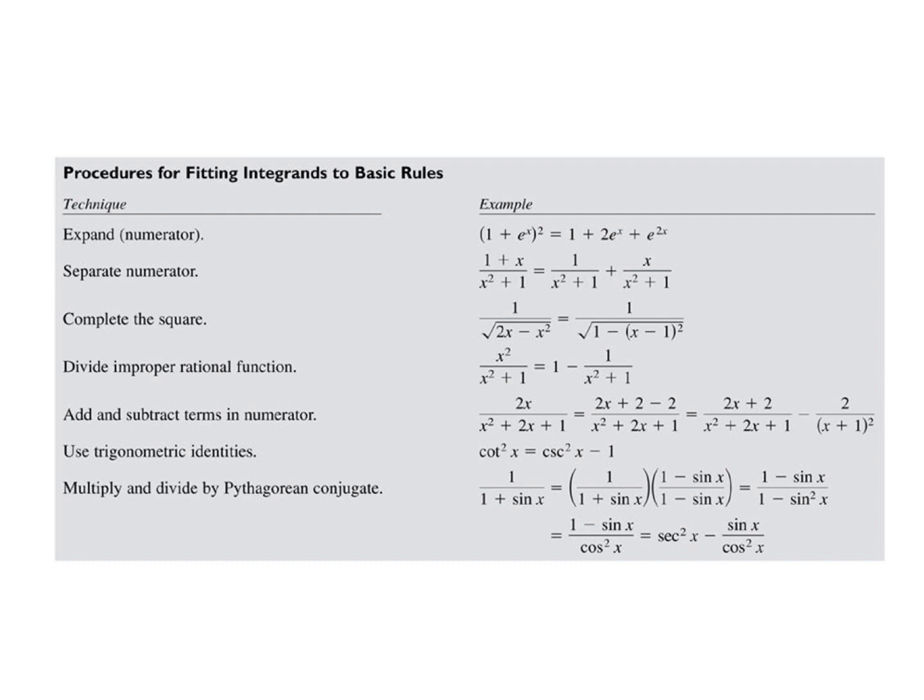We will also be working a lot with our trigonometric identities, so definitely make sure you know your Pythagorean identities. It might be useful to know our double angle formula or our half angle or power reducing formulas, so those will be really useful for us. And then sometimes we will also multiply and divide by a Pythagorean conjugate to help us rewrite our original integrand in a different way.